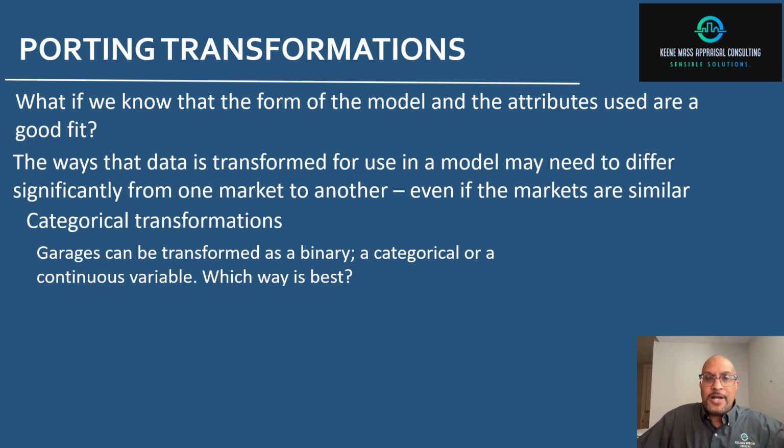But if the size of the garage is really important, or if the data that's stored in your database is expressed as square footage of garage, you might transform garage size as a continuous variable, creating a rate per square foot per garage type, or maybe even transform square footage as a ratio of observed size to typical size, perhaps again for each type of garage. So which way is the best? Well, it really depends on how important garages are in general and how the data is stored in the files.